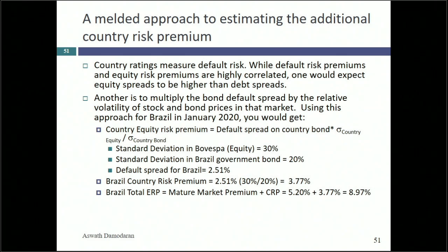So what am I doing? I'm charging a 2.51% default spread for a bond with a standard deviation of 20%. You're telling me equities are 1.5 times more risky. I'm going to take the 2.51% and scale it up for that additional risk. I come up with an equity risk premium for Brazil of 3.77%. Add it to the 5.2%. I end up with a risk premium of 8.97%.